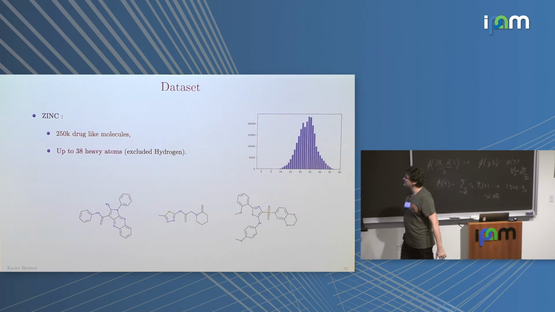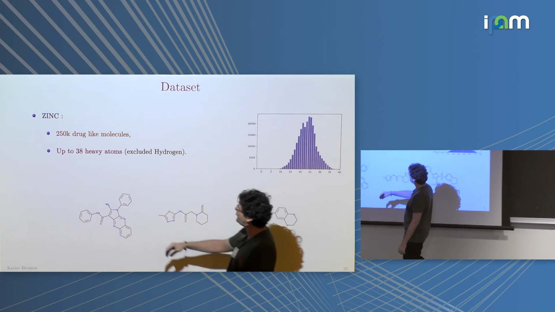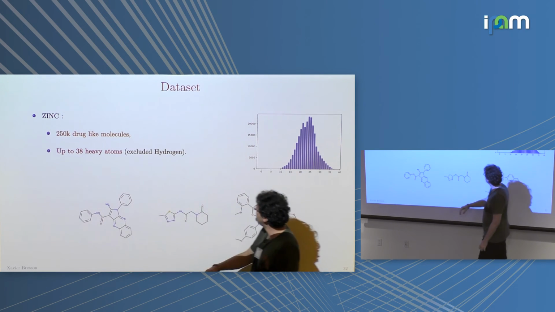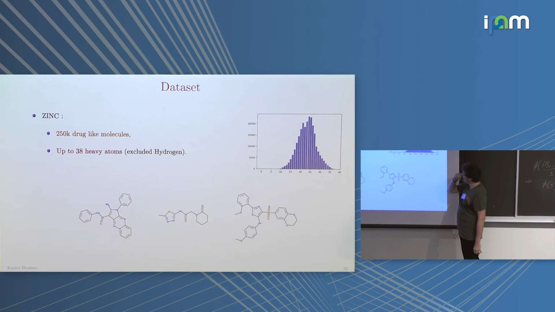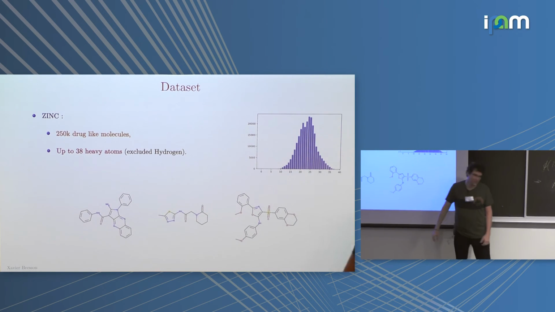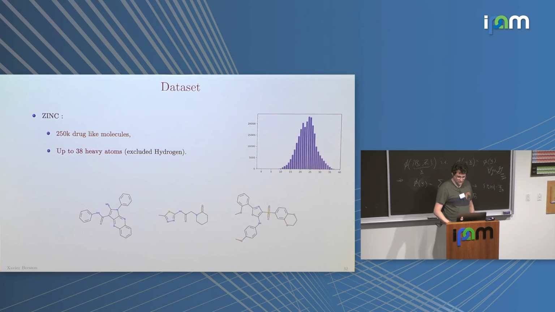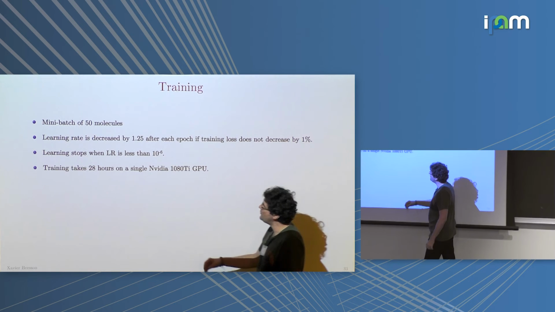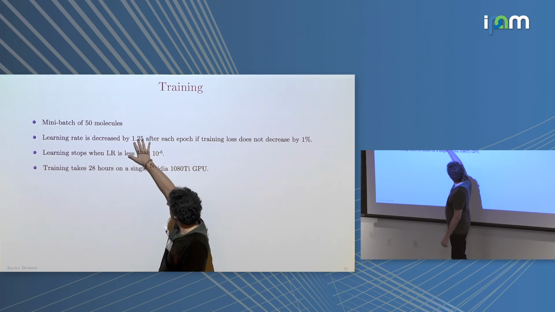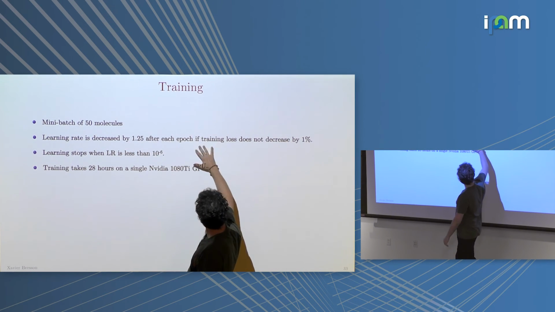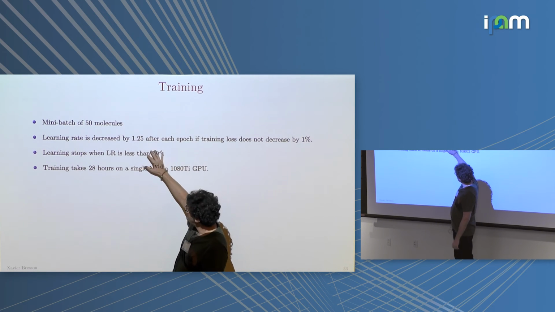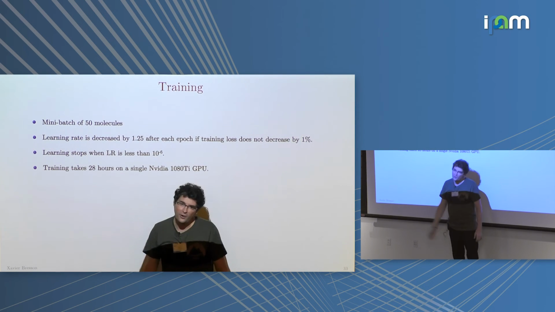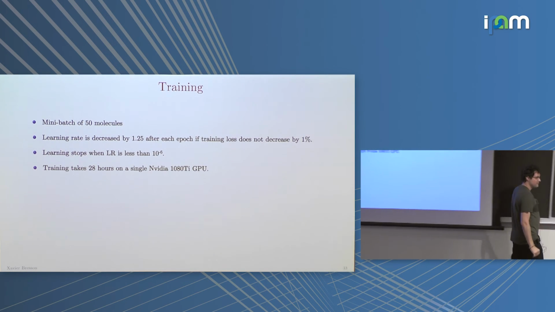Okay, the data set, so we use ZINC. So it's 250,000,000 drug-like molecules. So you have up to 38 heavy atoms. So this is the histogram of the ZINC molecules. Okay. So we use mini batch of 50 molecules. We have the learning rate schedule. We decrease by this factor every epoch if the training loss doesn't decrease much. And we stop when the learning rate is basically very small. Okay, and it takes 24 hours on one GPU to do that.